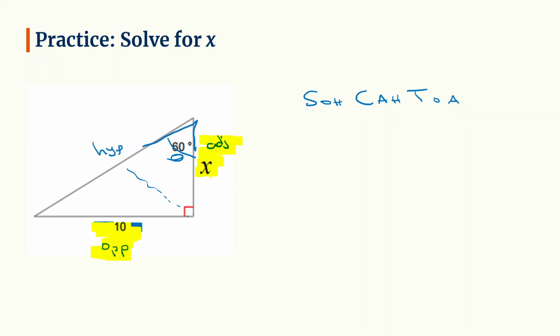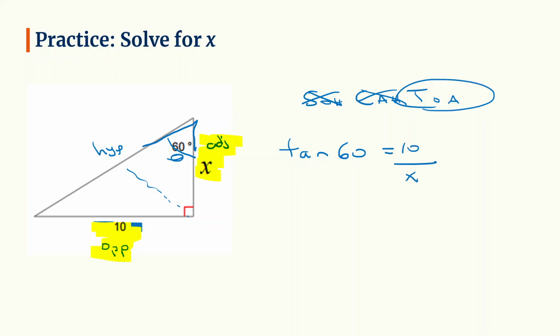We have the adjacent side. Well, we don't know it, but we would like to. That's x. And I don't care at all about the hypotenuse. So the hypotenuse is the one we don't care about. So which ratio uses opposite and adjacent? So it's not this one. That uses hypotenuse. It's not that one. This is a tan question. So tan 60 equals opposite over adjacent.